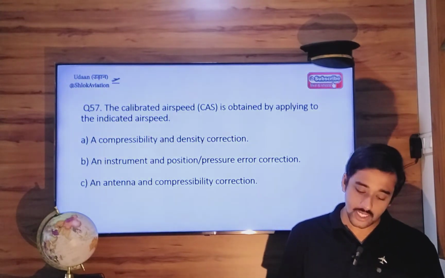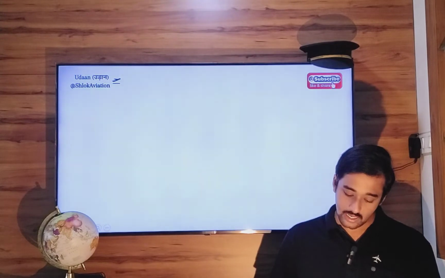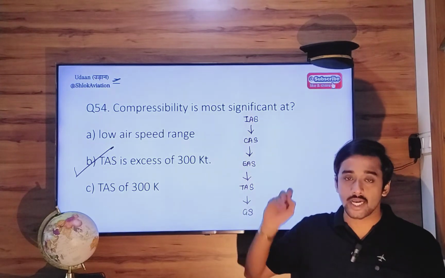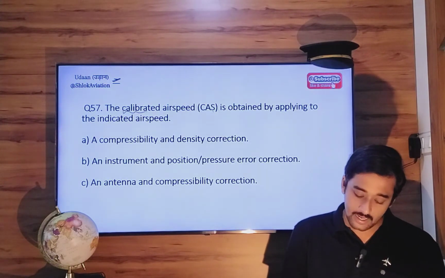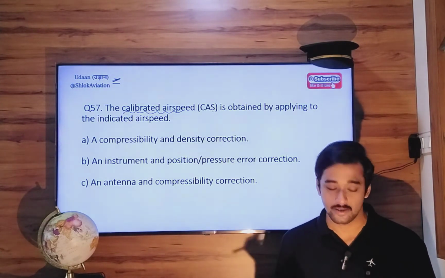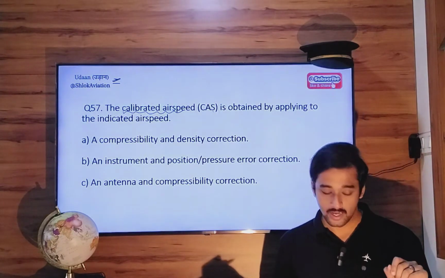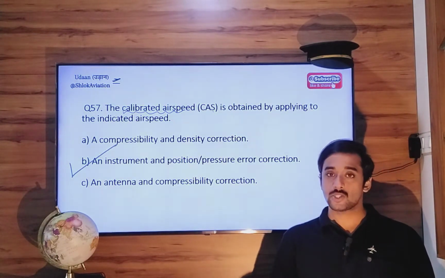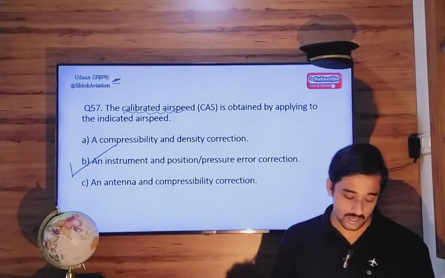Question 57. The calibrated airspeed is obtained by applying what to indicated airspeed? Just now I explained this. Indicated airspeed, when corrected for position error and pressure error, gives us calibrated airspeed, right? So the question is: calibrated airspeed is obtained by applying to indicated airspeed what determining factor? Is it compressibility and density correction, instrument position pressure error correction, or antenna compressibility correction? So the correct answer is option B. Calibrated airspeed is obtained by applying instrument error, position error, and pressure error to indicated airspeed.